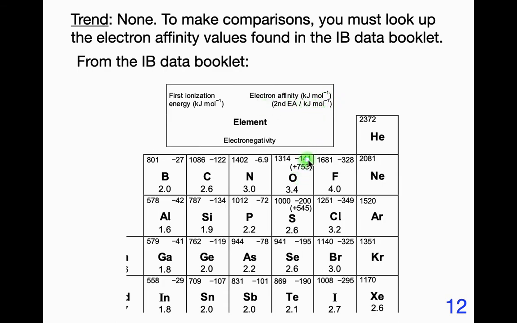You can see that the first electron affinity is a negative 141, and then the second, as we just talked about, is going to be a positive value, 753. Now, you don't get the second electron affinity for very many elements, as it's not very commonplace. So they're just listing here, as IB does, just the ones that are of most interest.